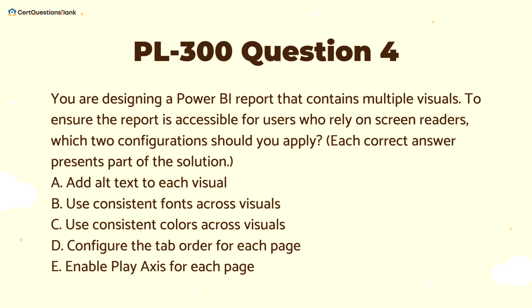You are designing a Power BI report that contains multiple visuals. To ensure the report is accessible for users who rely on screen readers, which 2 configurations should you apply? Each correct answer presents part of the solution. A. Add alt text to each visual. B. Use consistent fonts across visuals. C. Use consistent colors across visuals. D. Configure the tab order for each page. E. Enable play axis for each page.